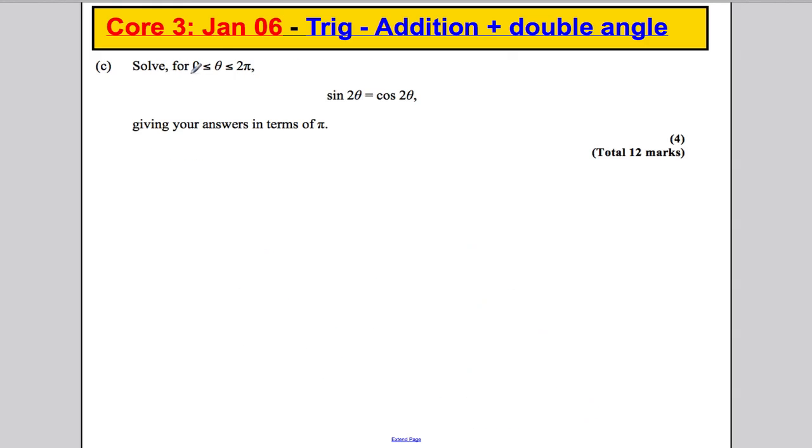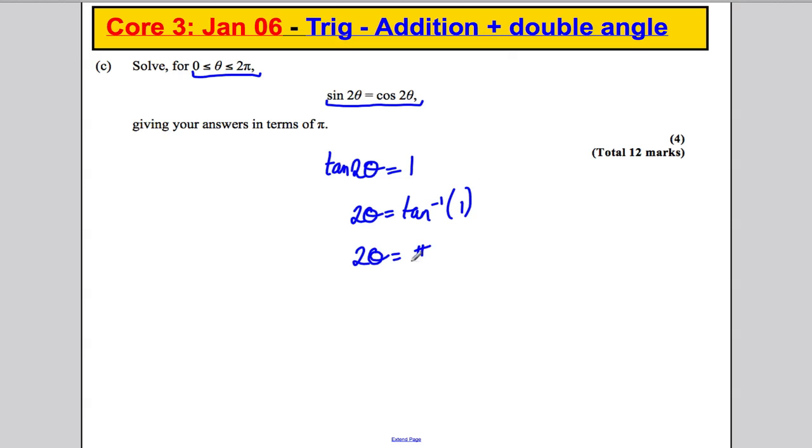And lastly, it's asked us to solve this between 0 and 2 pi. To solve that, I can divide both sides by cos 2 theta and get tan 2 theta is equal to 1. Therefore 2 theta is the inverse tan of 1, and the inverse tan of 1 is pi by 4 in exact form. So there's one solution. Let's find the other solutions, leaving your answers in terms of pi.